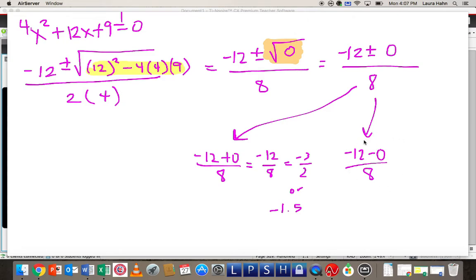All right, so let's do it over here. Let's do it with the subtraction now. Well, negative 12 subtract 0 is negative 12. And then I divide by 8, and that's going to give me a negative 3 halves, which is the same thing as negative 1.5. Okay, well, I have my first solution, I have my second solution, but if you notice between these two, it's the exact same number. So I don't have two different solutions here. I only have one solution.